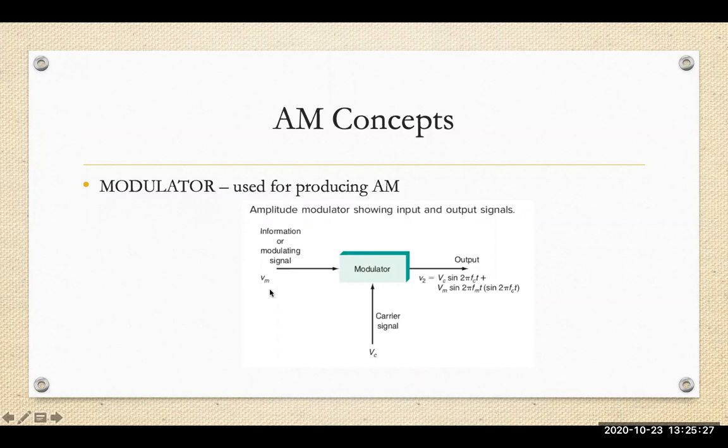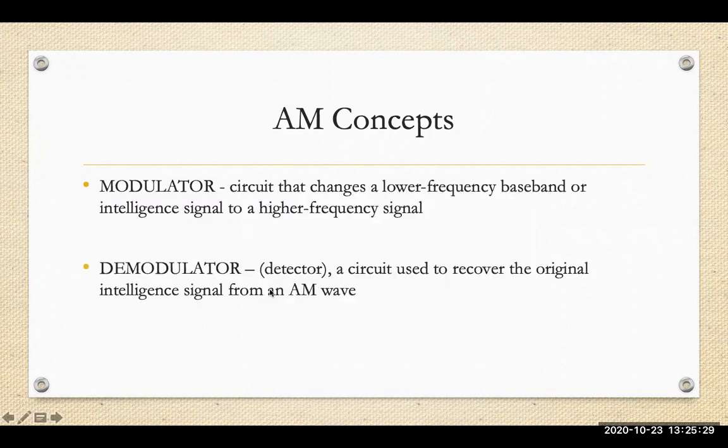Okay, so again, a modulator is a circuit that changes a lower frequency baseband, or we call it the intelligence signal, to a higher frequency signal. Okay, so we call it modulator. Now, ano naman yung kabaliktaran nun, di ba? Ano yung circuit na ginagamit para ma-recover natin yung original na intelligence signal? We call it detector or demodulator. Okay, this is a circuit used to recover original intelligence signal from an AM wave.